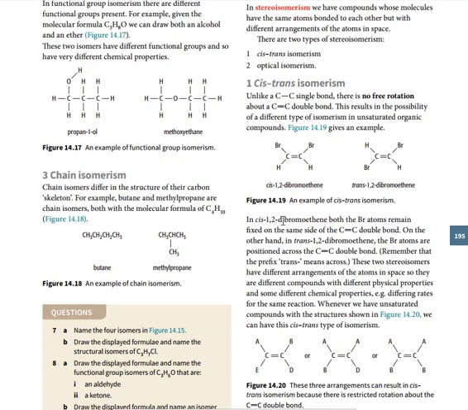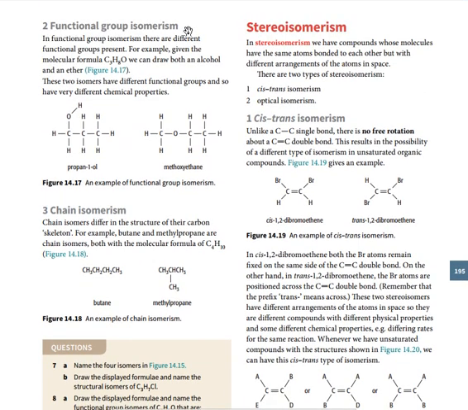So now let's go to the next one, which is functional group isomerism. Functional group isomerism means having the same molecular formula but different functional groups. An example is between an alcohol and an ether: propan-1-ol and methoxyethane. In propan-1-ol you see there's an OH group, but in methoxyethane you have an O bonded to alkyl groups. So this is functional group isomerism, having the same molecular formula but different functional groups.